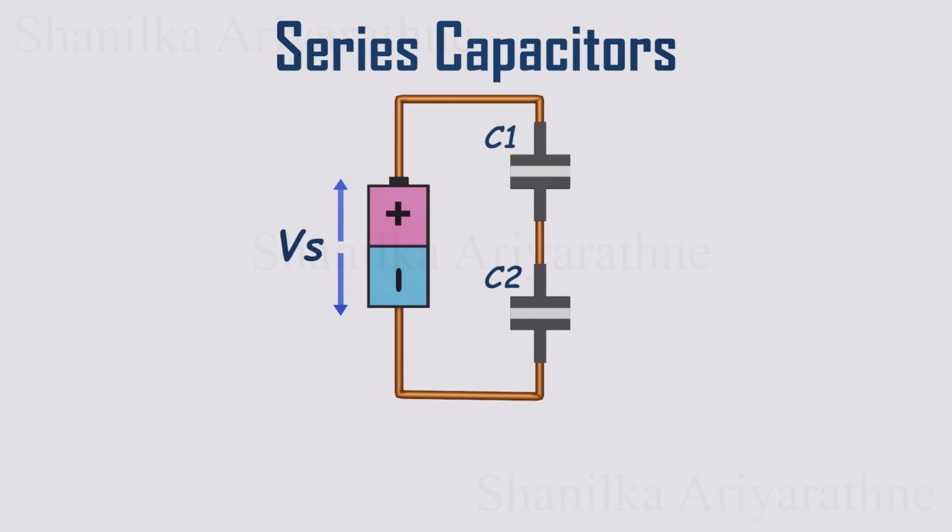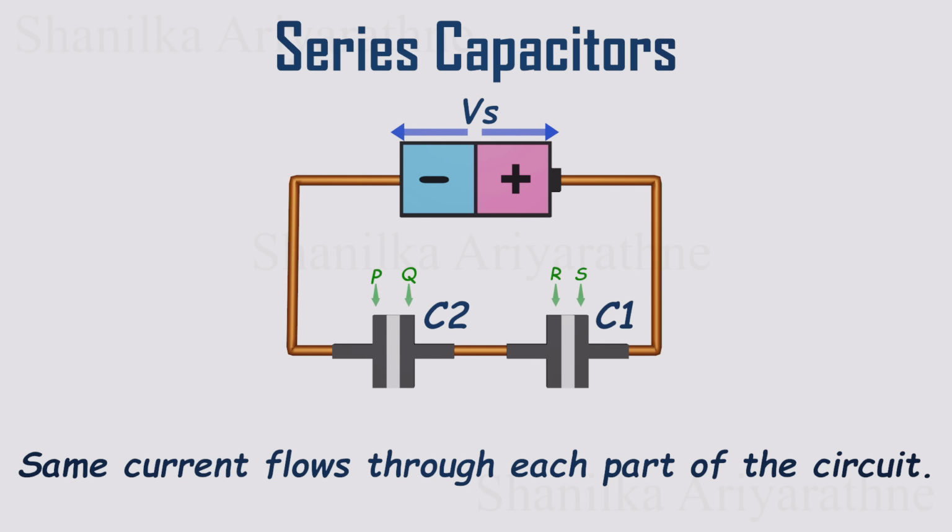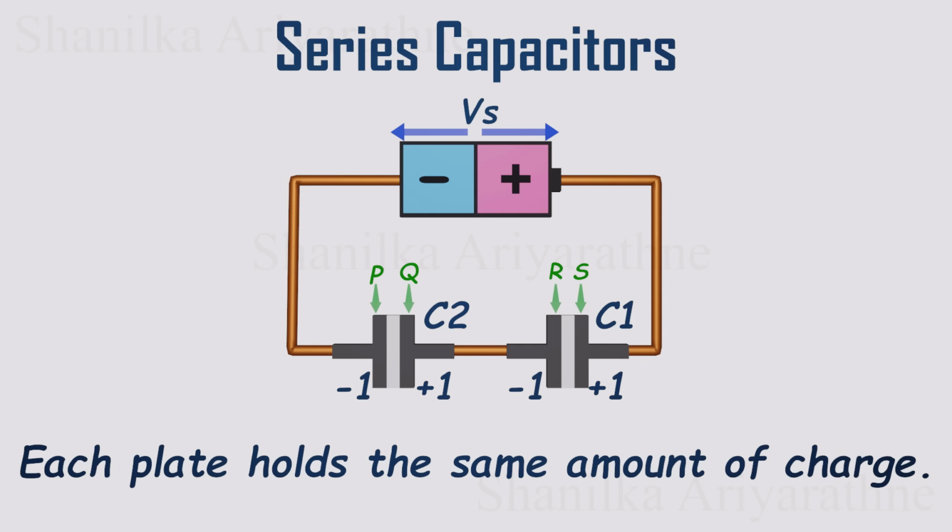In a series capacitive circuit, the same displacement current flows through each part of the circuit. Let's examine this more closely. For clarity, let's name the plates as P, Q, R, and S. If one electron moves from the negative side to plate P of C2, one electron has to leave plate Q to plate R of C1. This process continues, where to accumulate one electron on plate R, plate S has to release one of its electrons. These electron movements occur simultaneously. Hence, each plate always holds the same amount of charge.